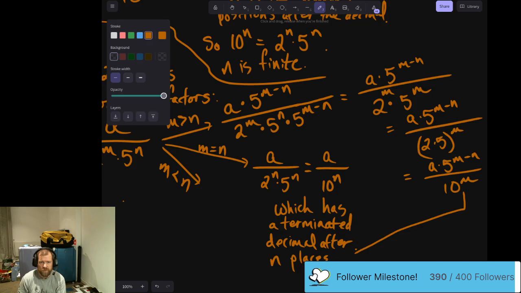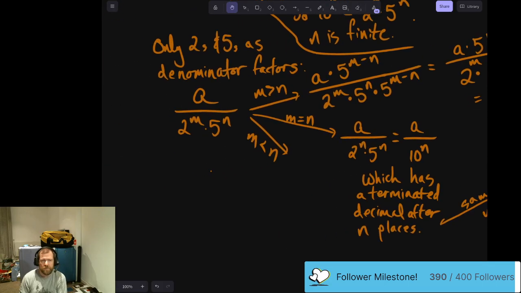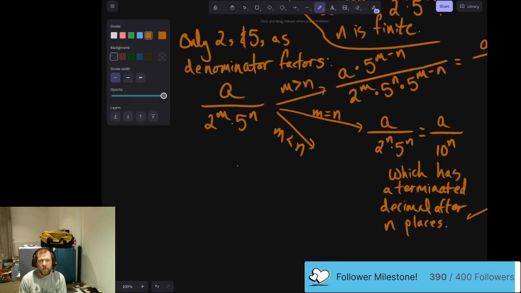Right, which ditto. In this case it's the same termination, but it's going to be after m places instead of n places. And then again, if m is less than n, without loss of generality, we could do this with any such factor, but nonetheless.